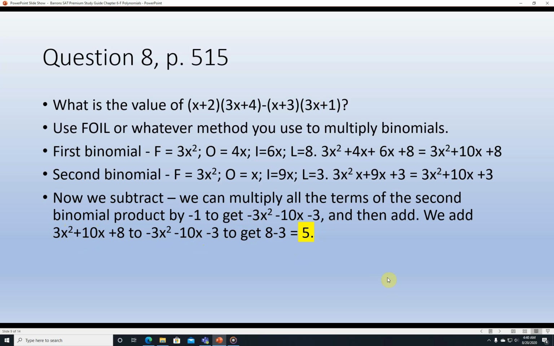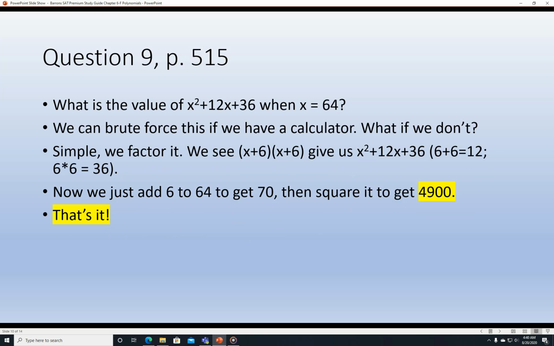So we can see this is a contrived SAT problem that works out that way. It kind of makes you go, really? I had to do all that work just to get 5? Dope! All right. Question 9, page 515.